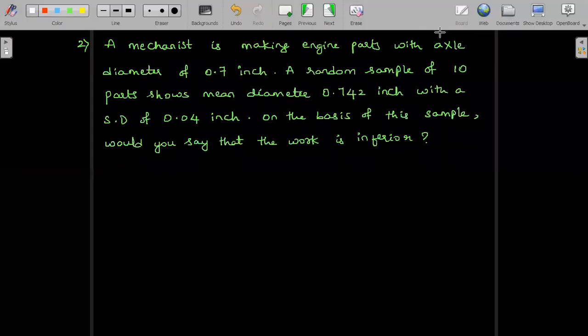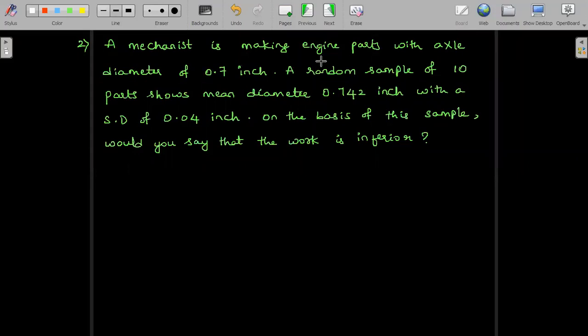Now we will discuss the second question. A mechanist is making engine parts with axle diameter of 0.7 inch. A random sample of 10 parts shows mean diameter 0.742 inch with a standard deviation of 0.04 inch. On the basis of the sample, would you say that the work is inferior?